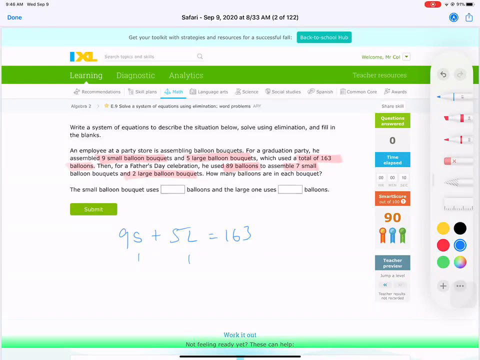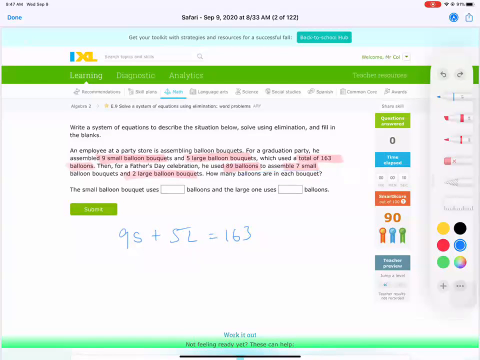Okay, remember, these are bouquets, so they're sets of small balloons. These are sets of large balloons. So the question in the end is, how many balloons are in each type of set? Okay, so if I bought 1 pack of small balloons, I would end up with 9 small balloons. If I buy 1 bouquet of large balloons, I would end up with 5 large balloons. So I need to now find a combination to get that to 163.